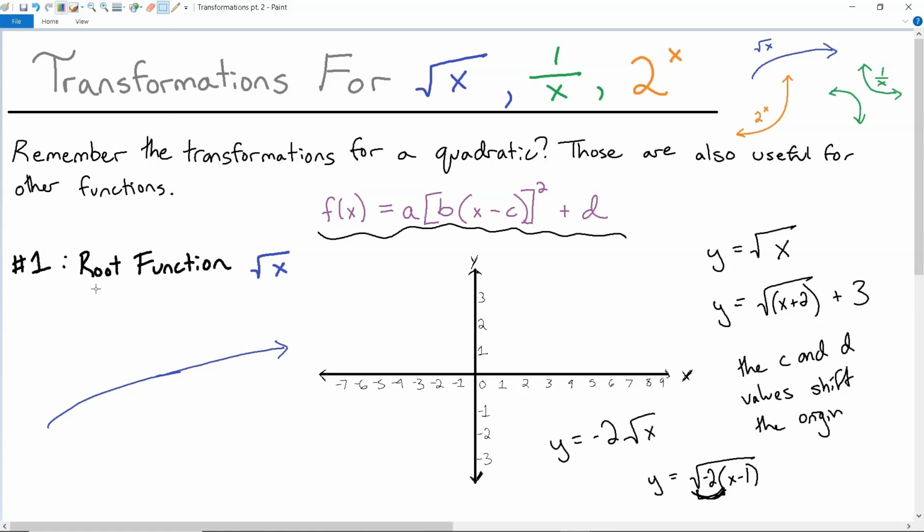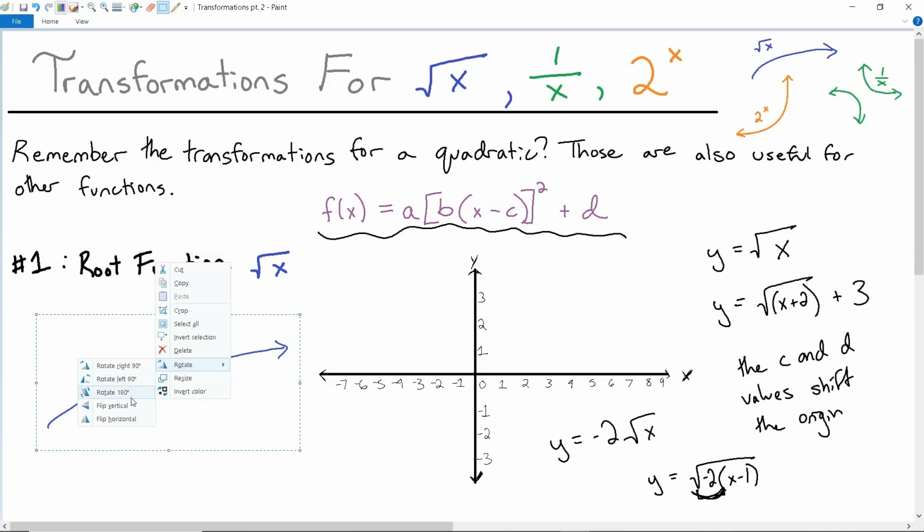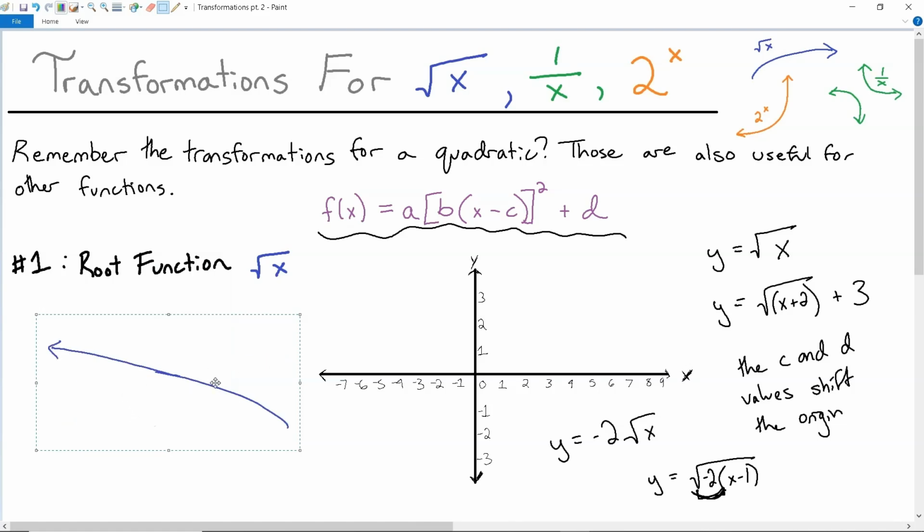So let's try this one. We've got a -2 as our b value. I know for a fact that's going to be a horizontal reflection. So now we're going this way. And a b value of 2 actually means a compression of 1/2.